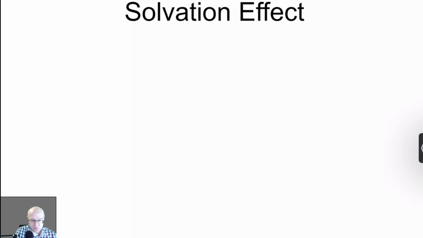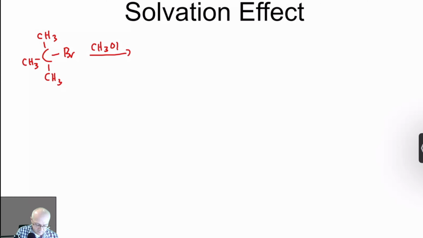So let's think about what happens when you put an alkyl halide in a polar protic solvent. So let's just have our friend tertiary butyl bromide, put it in methanol, and we know that we're going to form the carbocation. That's the first thing that happens. Now, why would that happen? Why would the bromide leave?